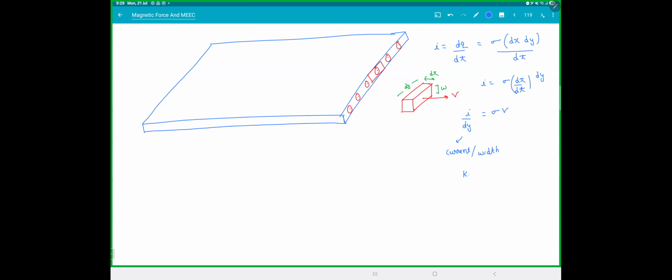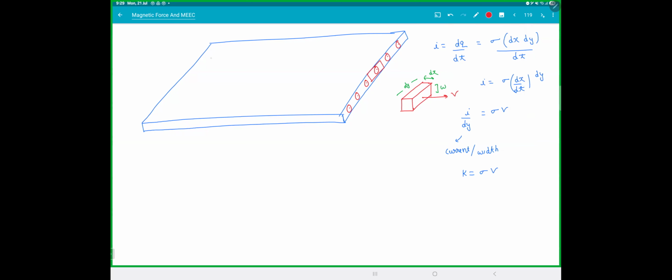Basically, this is your K value. Clear? So this whole sheet is behaving like an infinite current sheet where current is flowing like this. If the current is flowing like this, how will the magnetic field be? B will be parallel to the sheet, which is mu naught K by 2. Got it?